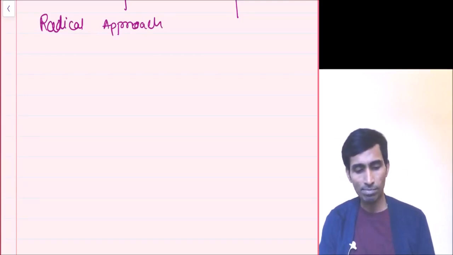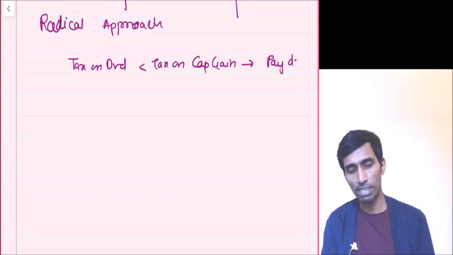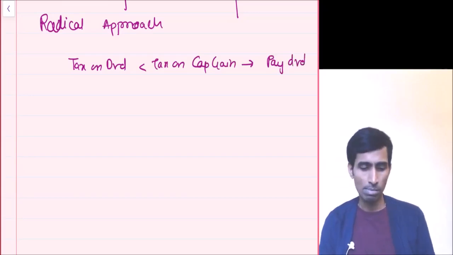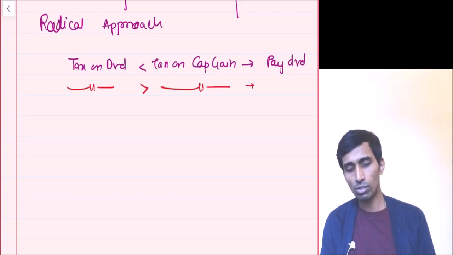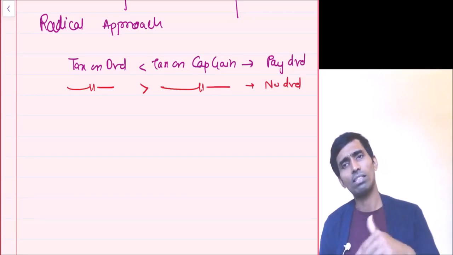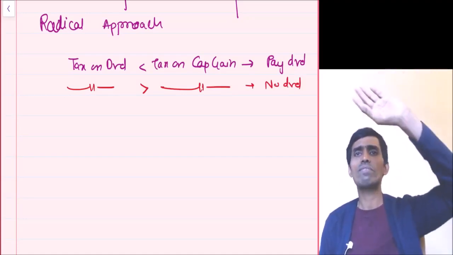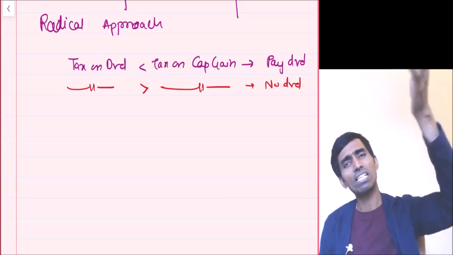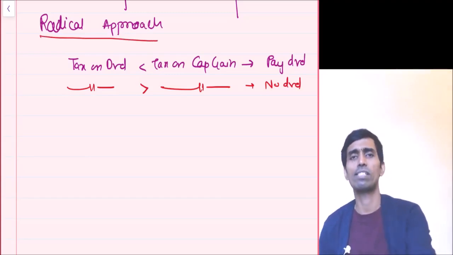So what these people say is, if the tax on dividend is less than the tax on capital gain, then you should pay dividend. The company should pay dividend, because the tax on dividend is less. Simple. If the tax on dividend is greater than the tax on capital gain, then no dividend. Let the price grow, and when the investor sells, he will attract capital gain, and it will be less. Please write this. This is called the radical approach. No questions on this.